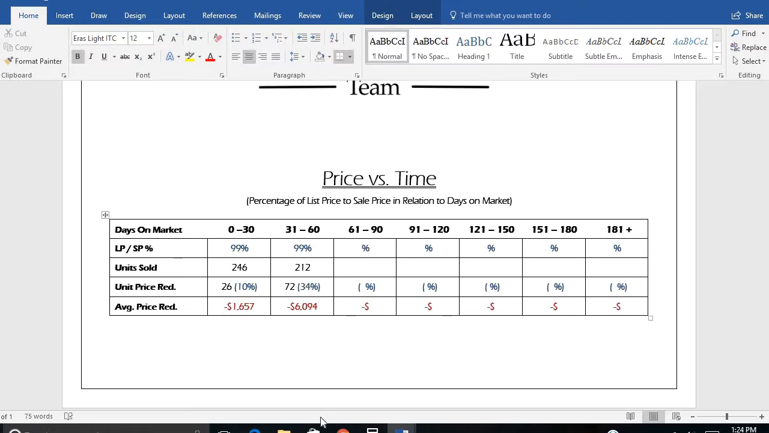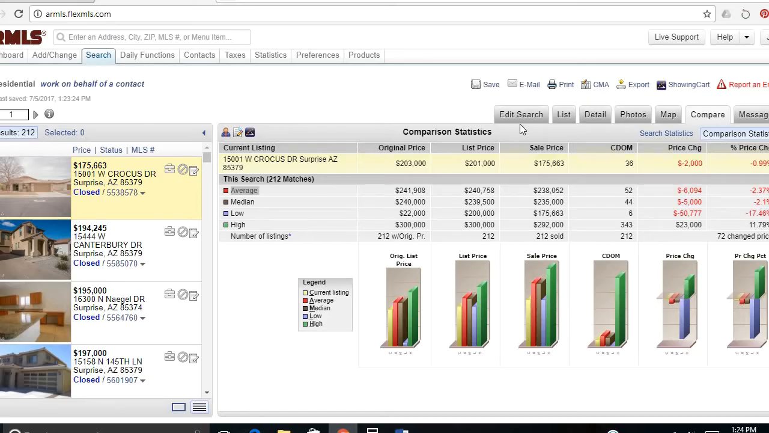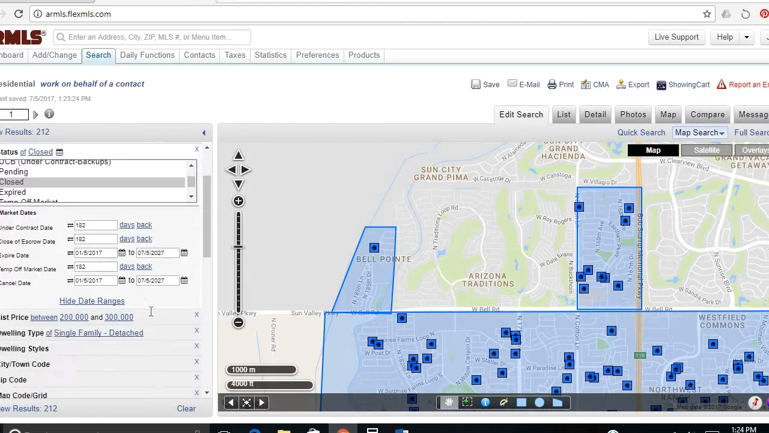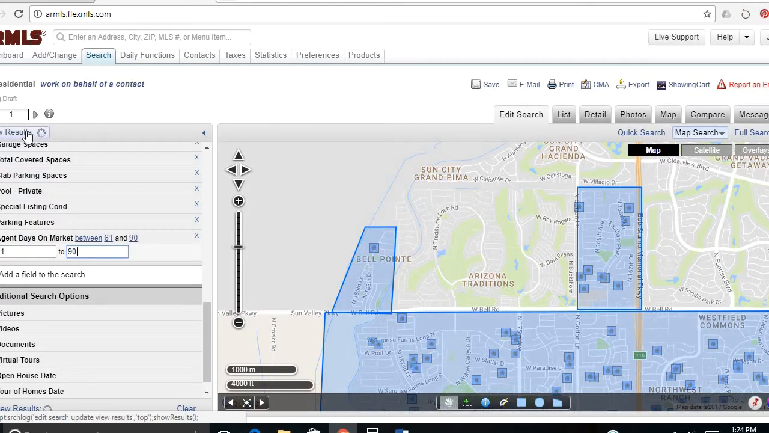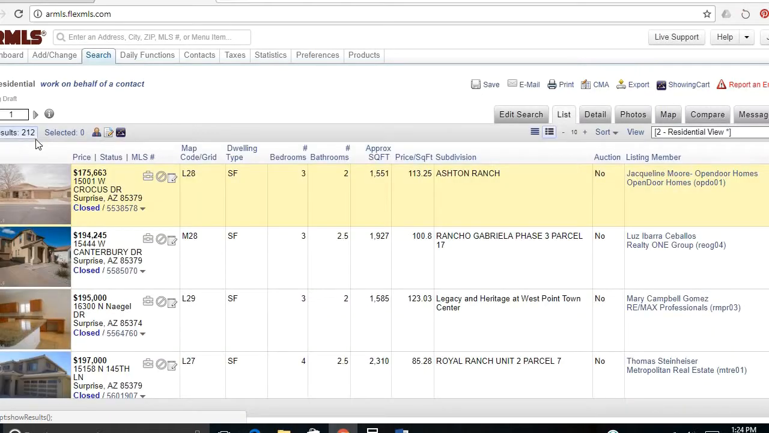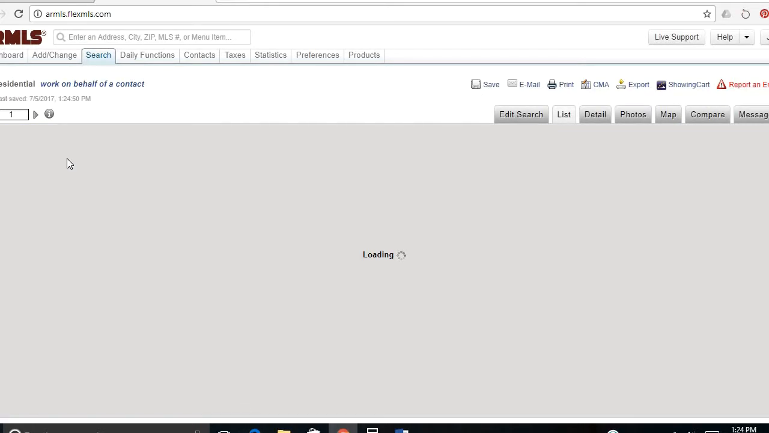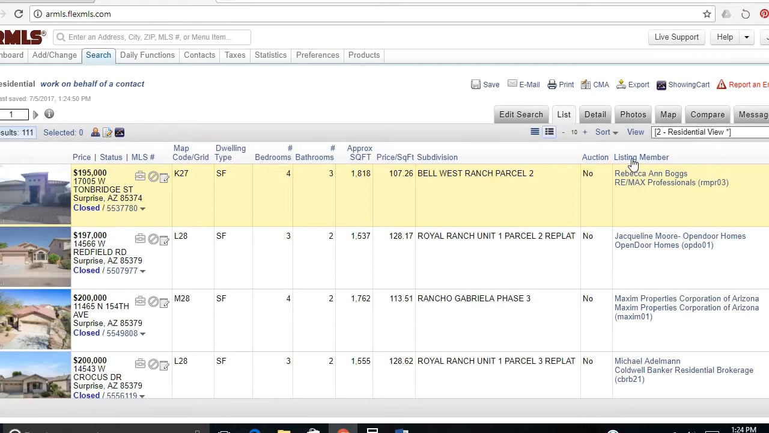Okay. Now again, just rinse and repeat. Go to the next bracket. Edit search. So now we're going to do 61 to 90 days. 111 houses, almost 100 less sold. That's significant.